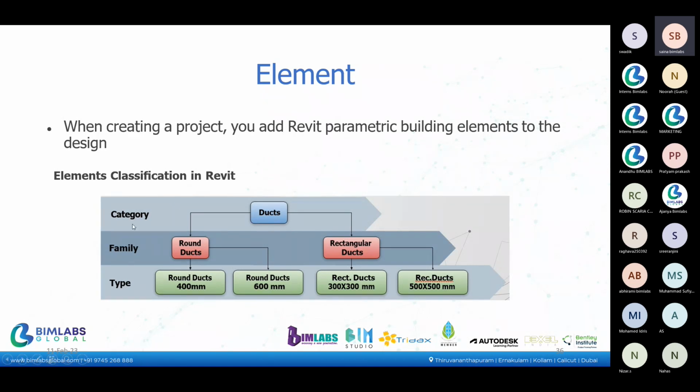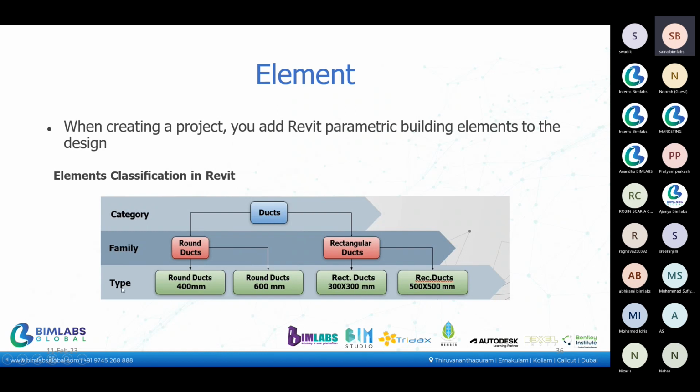Here an example for the element classification in Revit is given. The category is duct. Duct is actually a category, and there are two types of ducts available, that is round and rectangular, and these are said to be families. That means the purpose of this duct is actually the same, but the name is different. Only the name and its shape are different. The purpose is the same, so it can be said as a family.